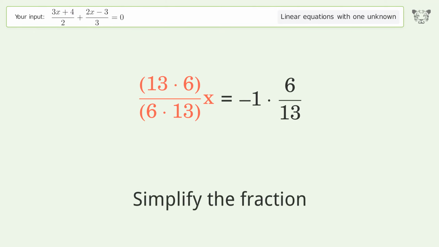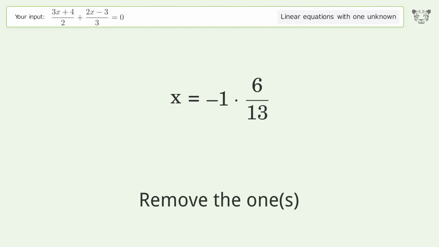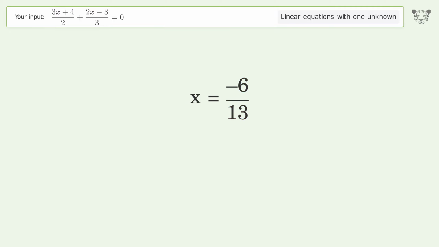Simplify the fraction. Remove the ones. And so the final result is x equals -6/13.